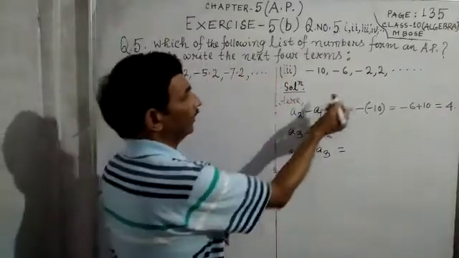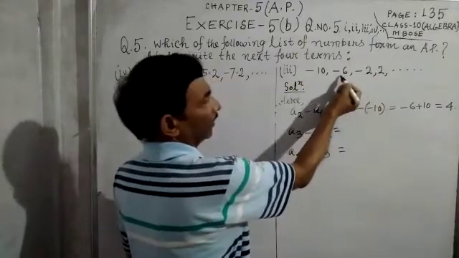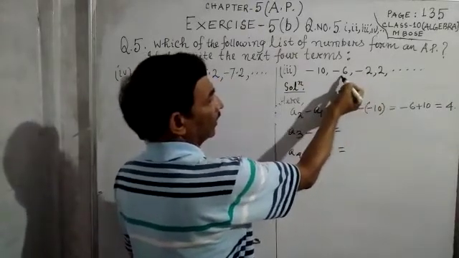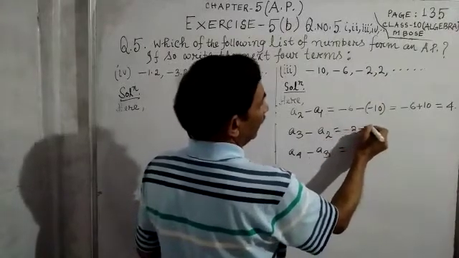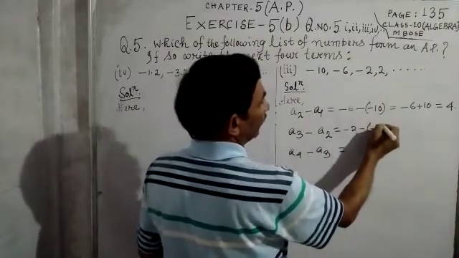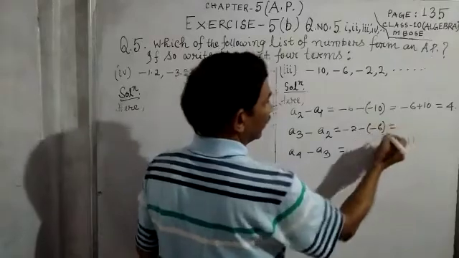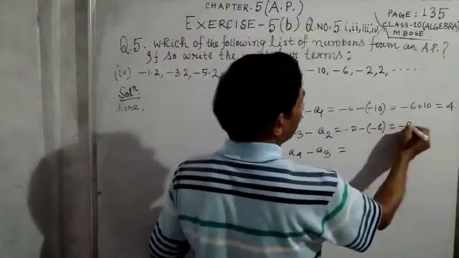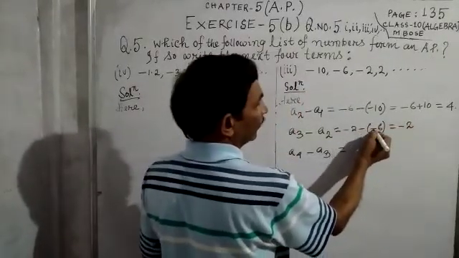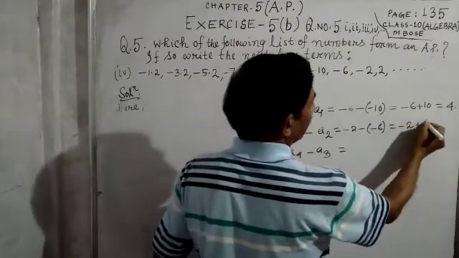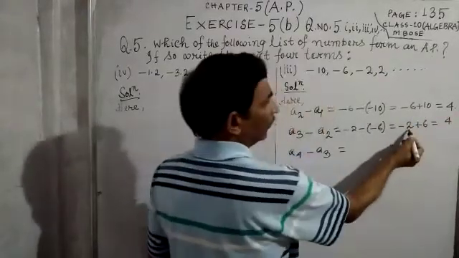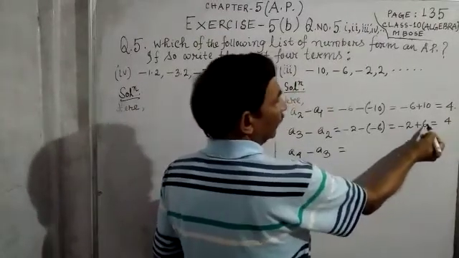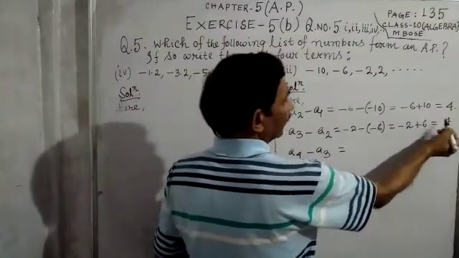Now find A3 minus A2, the third term minus the second term. The third term is minus 2, minus the second term, minus 6. Multiply minus into minus, what is it? Plus 6. Minus 2 plus 6 is also 4. Subtract 2 from 6, it is 4. The bigger number is plus, here it is plus.